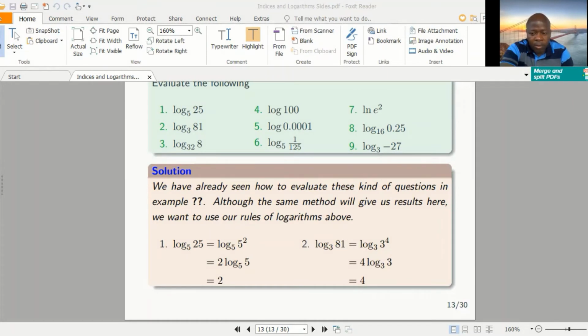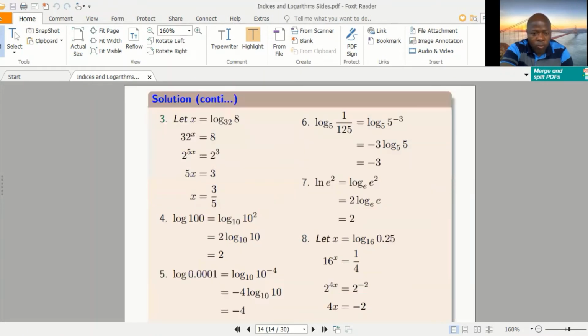We show the workings because I had already done these questions. So we've done question 1, question 2. We now want to look at question 3, 4, 5, and so on. For the sake of time, let me now show you the workings.